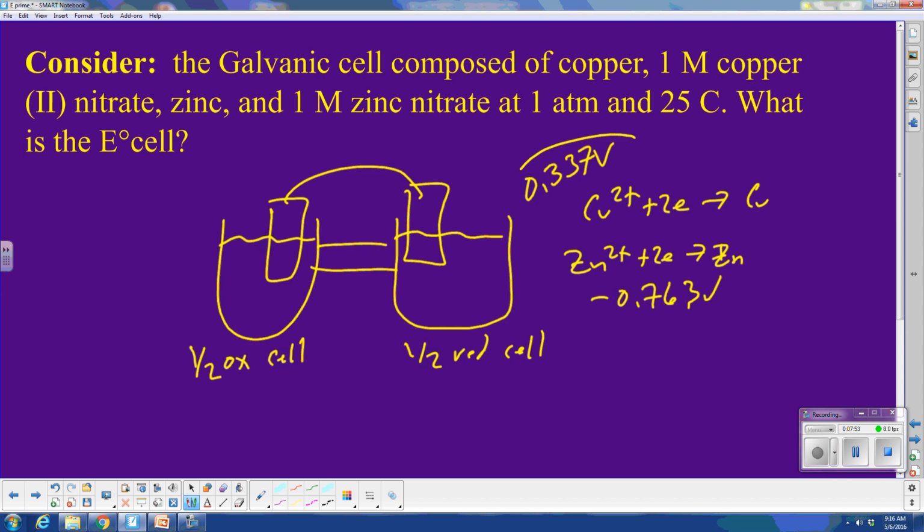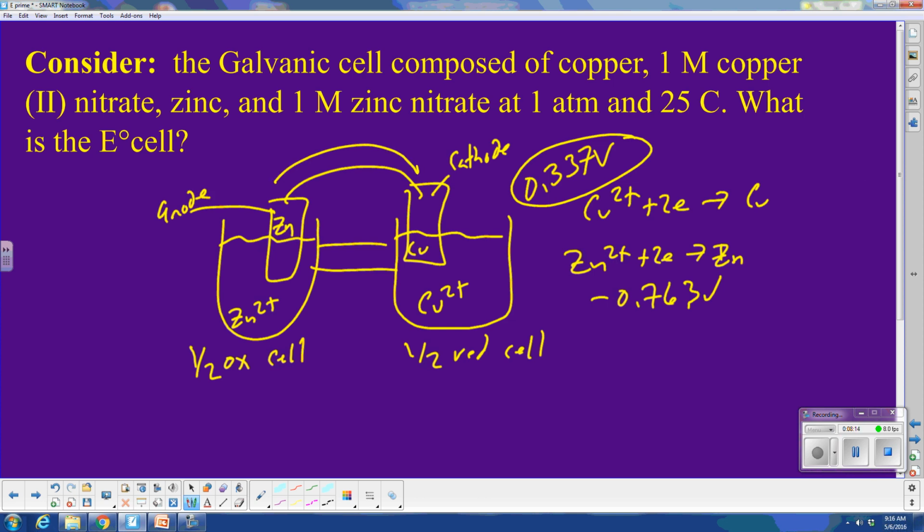And so now which one of these is going to be reducing? The one with the higher value is going to be reducing. So my reduction half cell is going to have the copper in it. That will mean my copper, solid copper, is the cathode. And that would mean my zinc is going to be in the oxidation half cell. My zinc is going to be my anode. And as always, electrons flow from the anode to the cathode.